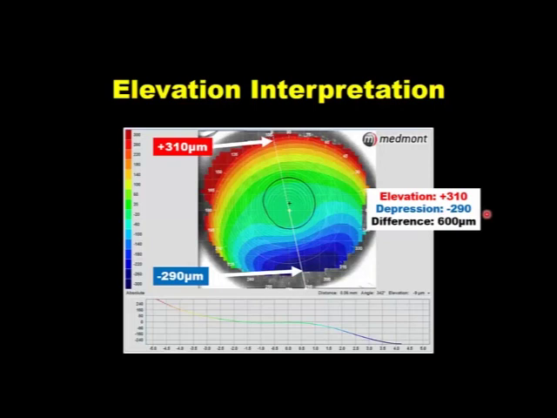Studies suggest that when we have greater than 350 microns of elevation swing, that's where a corneal GP is going to struggle to work. In other words, when you're over 350 microns, that's where the asymmetry of the eye is so high that a corneal GP may not be able to manage it. In other words, we may want to go to a scleral lens.